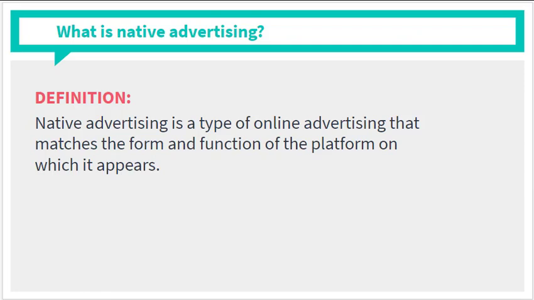So what is native advertising? Native advertising is a type of online advertising that matches the form and function of the platform on which it appears. In many cases, it takes the form of an article or a video that is produced by the advertiser and published on a website alongside other non-paid content. So native advertising is a term coined by Google in 2015 to describe advertisements that look like editorial content.